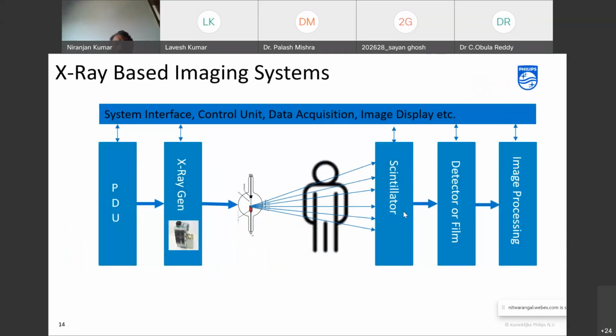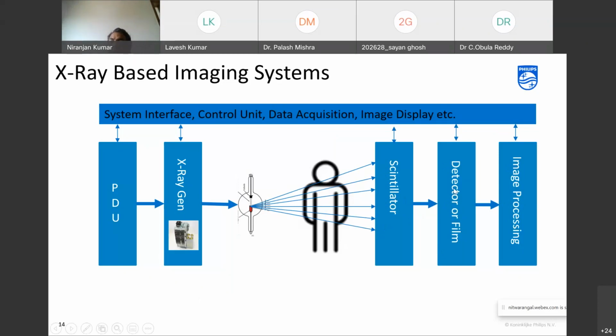Okay, so all the systems you saw have a power architecture around this. By this time you all know that X-ray is generated from the X-ray tube. Then we have a patient, and the X-ray passes through the body and falls on the scintillator. A scintillator is a surface that illuminates based on the radiation. So it actually converts to a negative, like in our camera, a negative image. Then based on this image, there is a detector or film, and then we process the image if it is a high-end system.